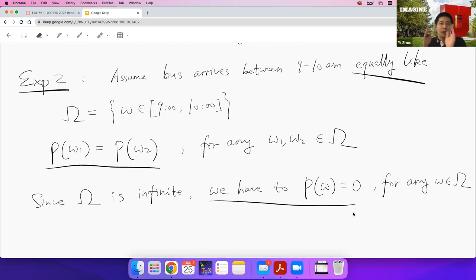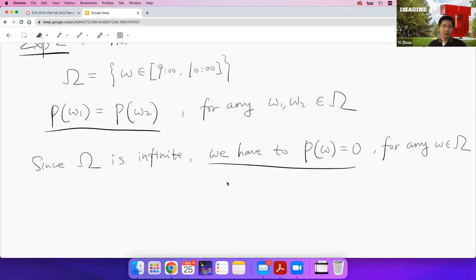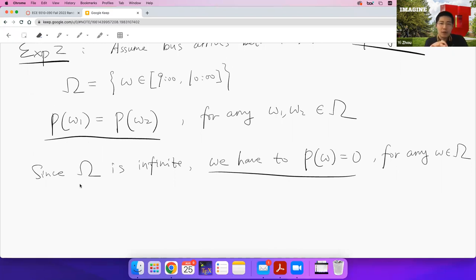Therefore, what we can say is that the probability that the bus arrives at a particular time between 9 and 10 is zero. This is understandable because between 9 and 10 is a continuous interval. You can find infinitely many real numbers between them, and every time can be hit equally likely. So the probability that you hit any particular time will be zero. This is still understandable. And then with this, we can start to calculate the probability of those events.